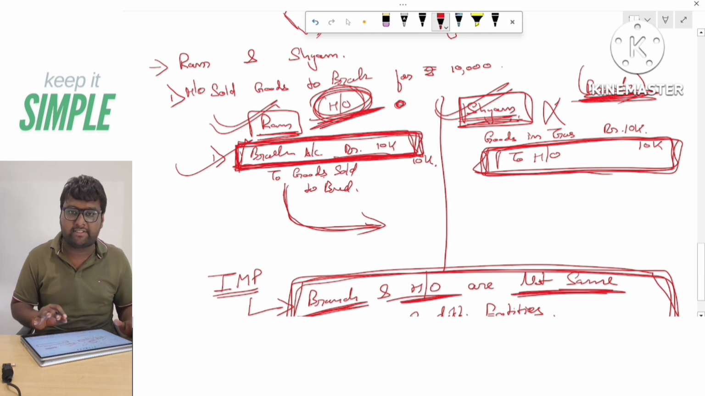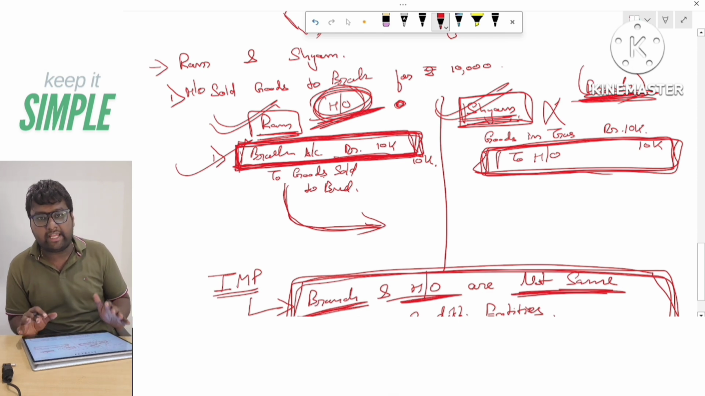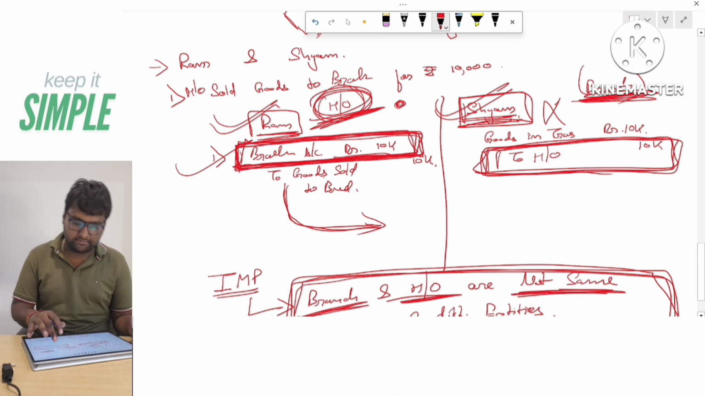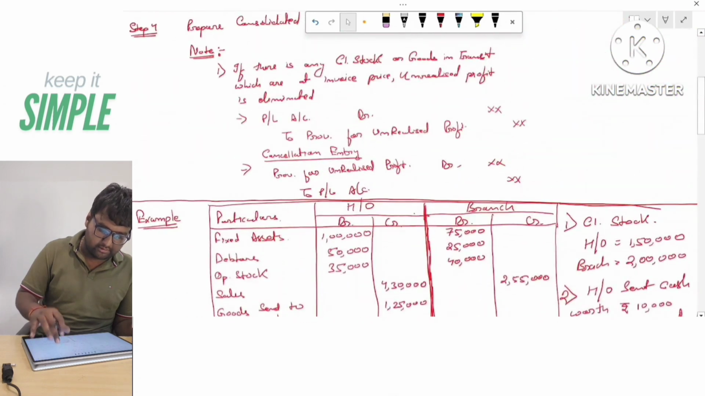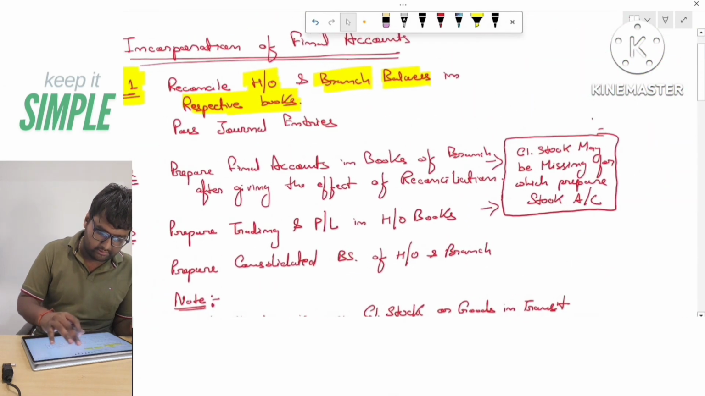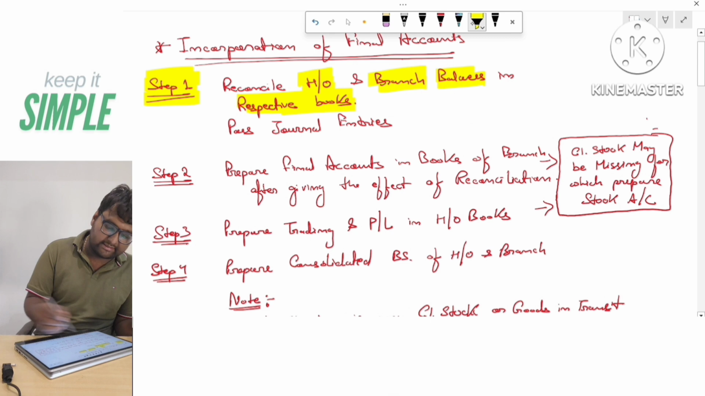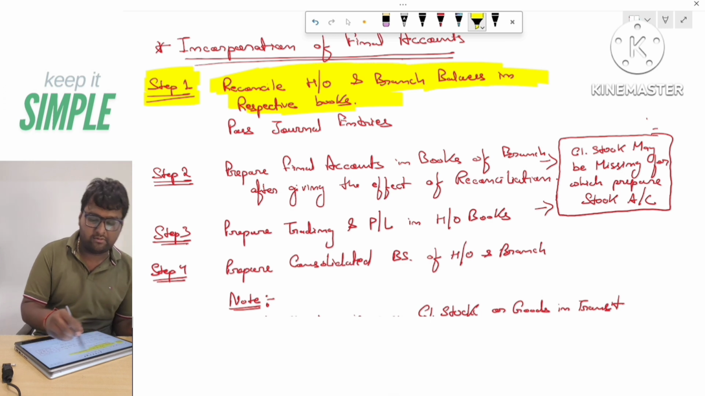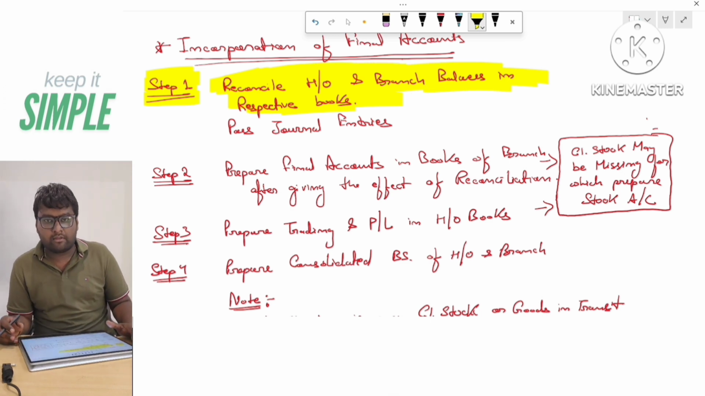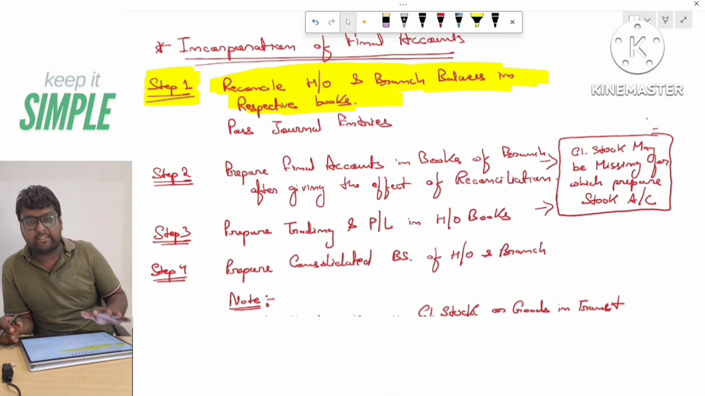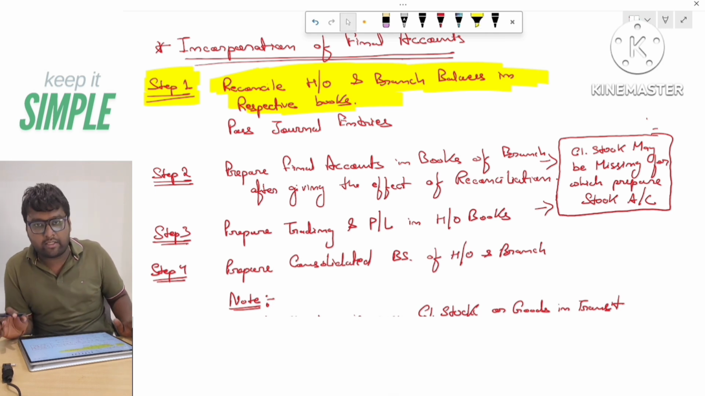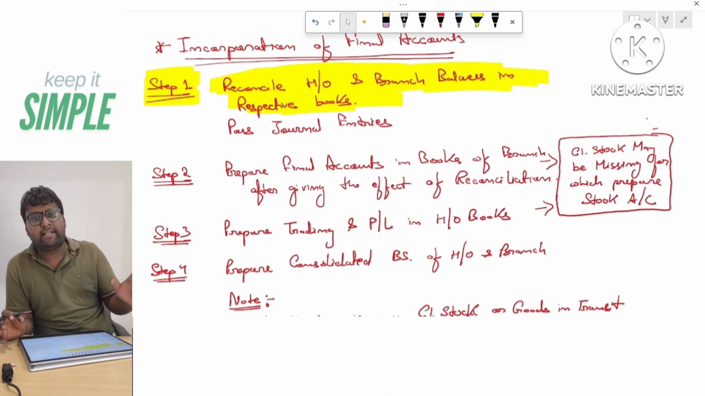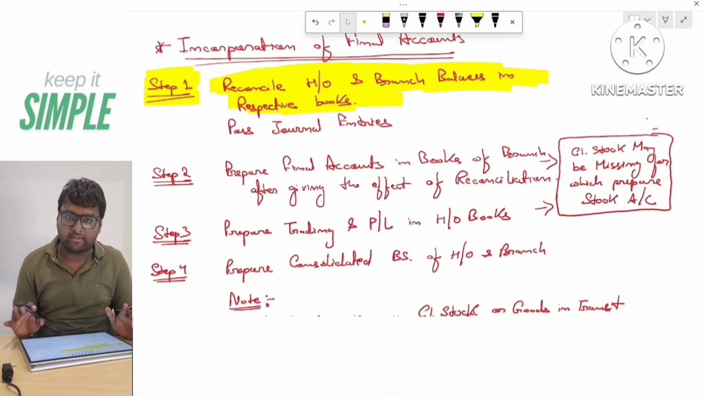So this is the very first step. This we do to check that every transaction has been recorded or not. Correct? See our first step. It's saying reconcile head office and branch balances in respective books. This is what we have learned now, how to do it. Understood? Got it? Okay. That's the very first step. And always remember our golden rule that branch and head office are two different persons.